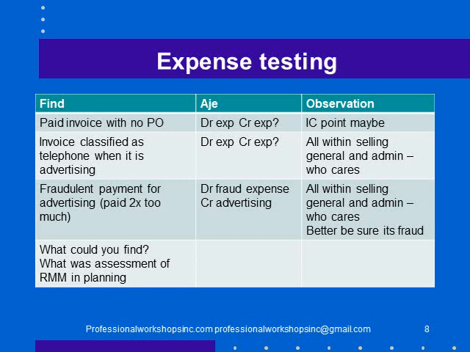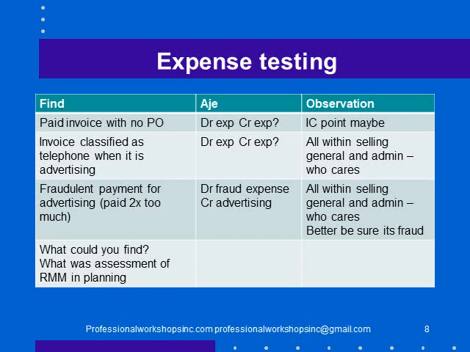Well, how about classification? It's telephone when it's advertising. If you look at the income statement of a public company, they will have revenue, cost of sales, selling, general, and admin, interest expense, long-term, short-term, depreciation and amortization, income taxes. They don't separately identify telephone and advertising. So in a very large company, debit expense, credit expense, I don't know. It's all within selling, general, and admin. Who cares? We're not going to find a risk of material misstatement. We're not going to find a journal entry to make.